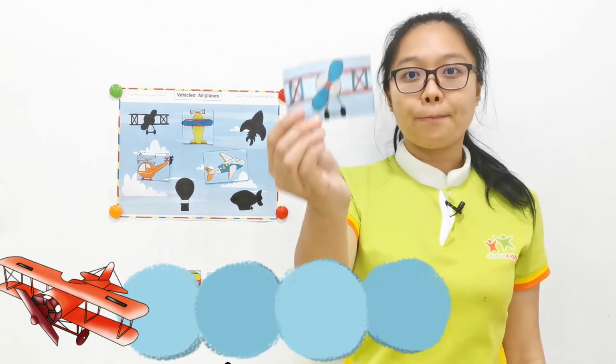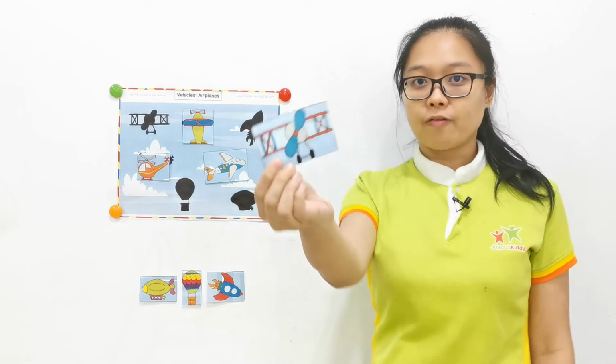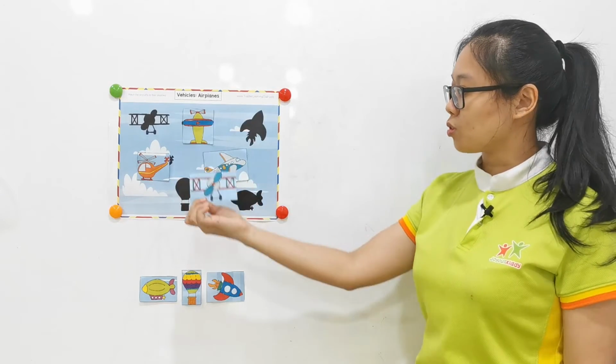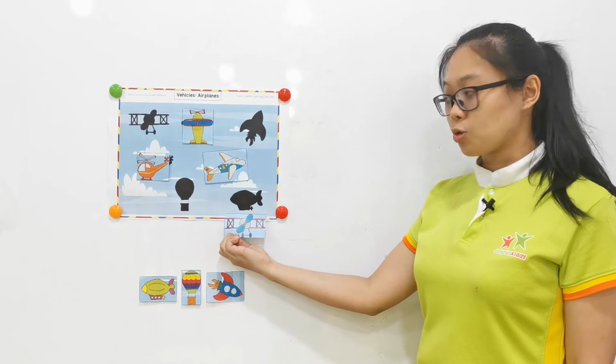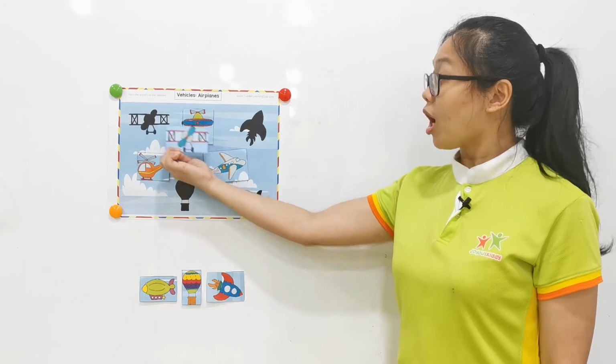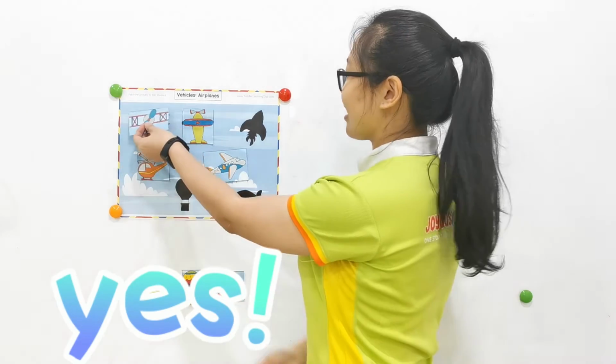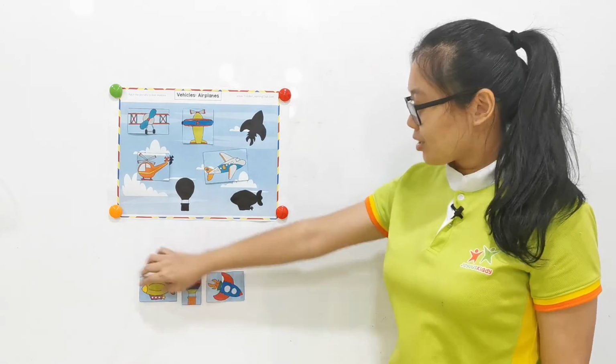Next one. This is the biplane. Biplane. Let's find the shadow. Is it this one? No. Is it this one? Yes. Let's paste on it. Good job. Last three.